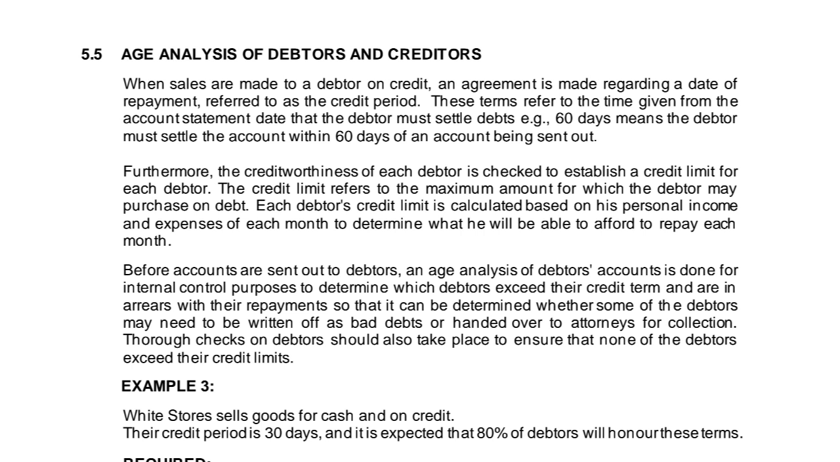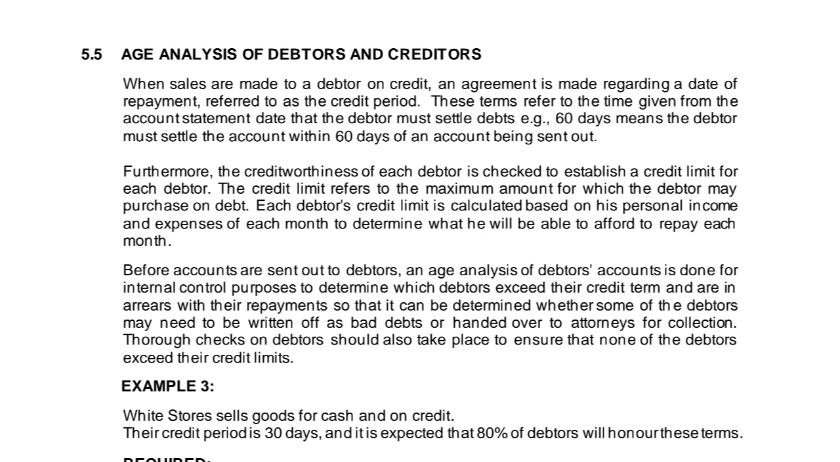The credit limit refers to the maximum amount for which the debtor may purchase on debt. Each debtor's credit limit is calculated based on his personal income and expenses of each month to determine what he will be able to afford to repay each month.